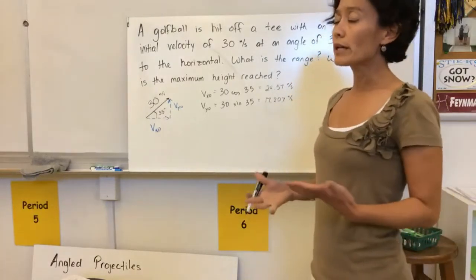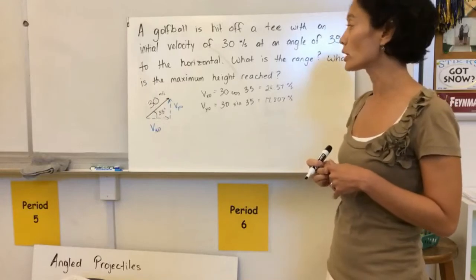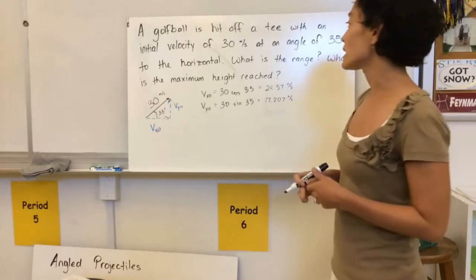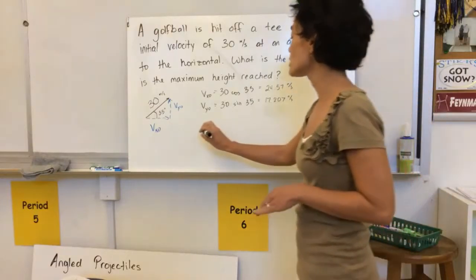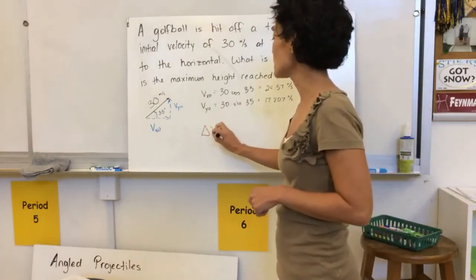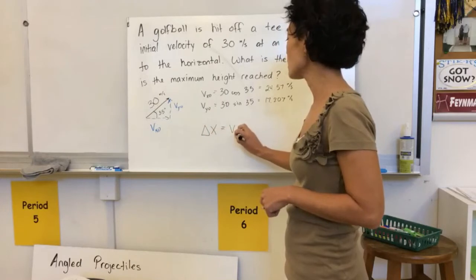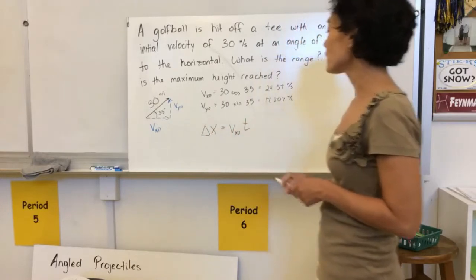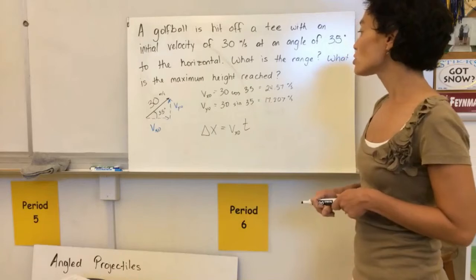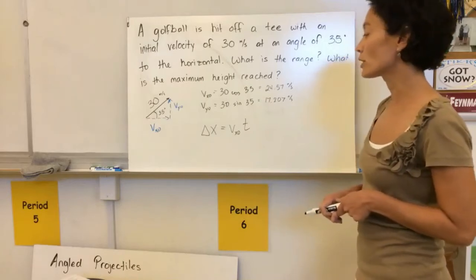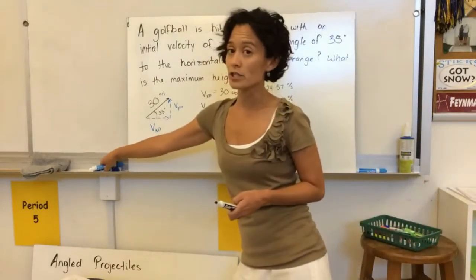So before we can actually do anything else in the problem, we had to figure out what the initial x and y values were. Now we can focus in on what it's asking. So the first part is what is the range? And range is figuring out what is delta x. Well, we only have one equation for delta x. It's Vx naught times t. And we have the Vx naught value, but we have to find what the t value is. So in order to find the t value, we're going to use our y equations.